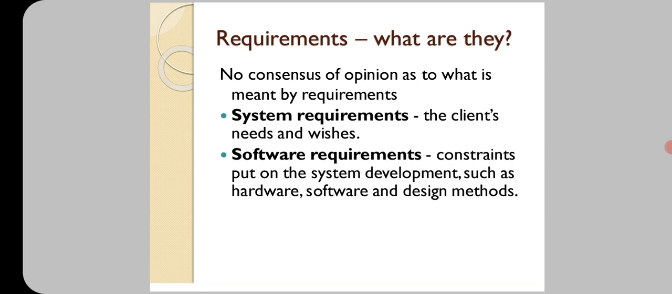Second type of requirement is called software requirement. These are constraints put on the system development, such as hardware, software and design methods. So software requirements mainly concentrate on hardware requirements, meaning hardware environments, network environments, and software requirements. What are the various softwares or existing softwares and proposed new system softwares, and design methods. What are the different types of designs required, like that.